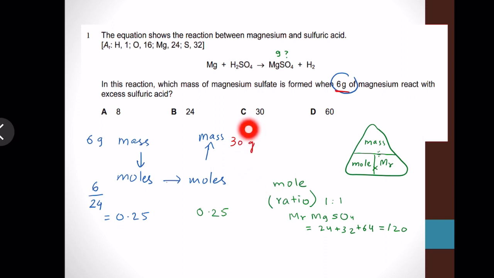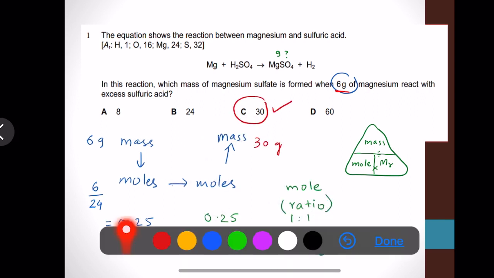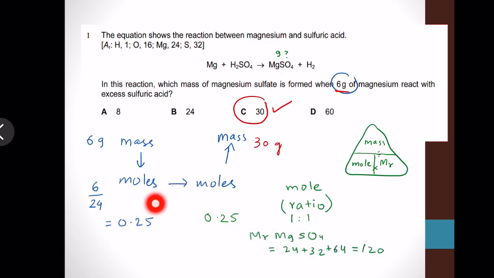So your answer is option C, 30 grams. I hope it is clear. So whenever you are given one mass, you are going to find another mass. You will use the mole bridge, right?